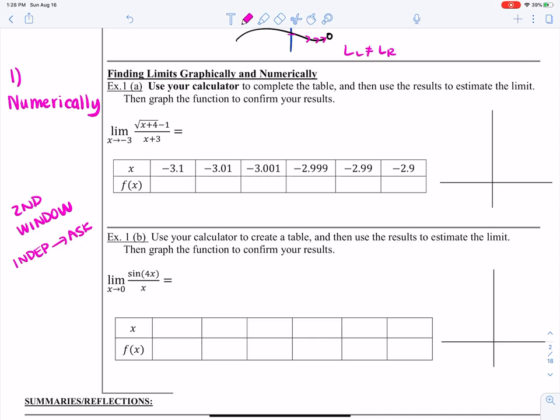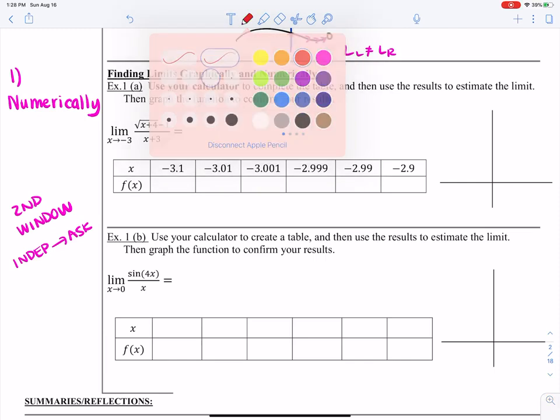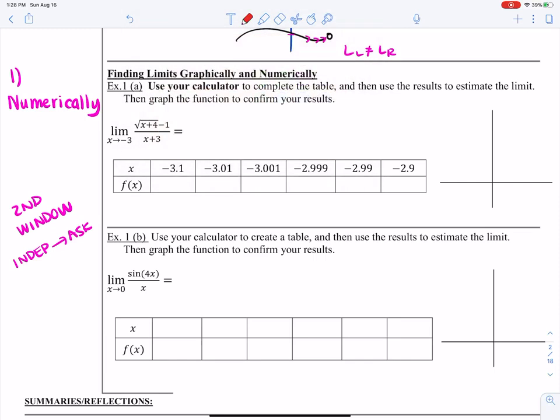So you heard me say earlier that the first thing that we should attempt to do is we should always try and plug in. So I want you to see what happens if I plug in here. If I plug into this function, I get -3 plus 4, which is +1. Square root of 1 is 1, 1 minus 1 is 0. And then in the bottom, I also get 0. Well, guys, you can't divide by 0. We call this an indeterminate form.